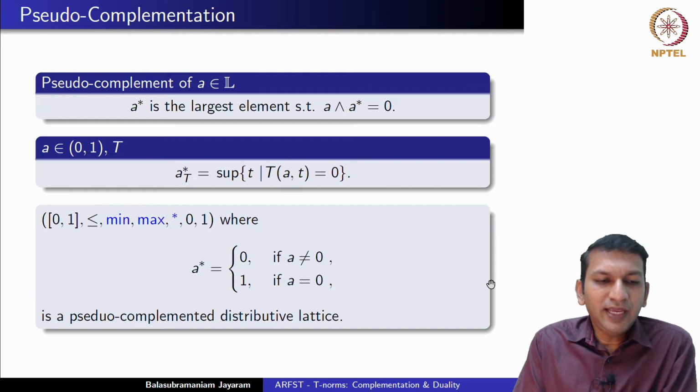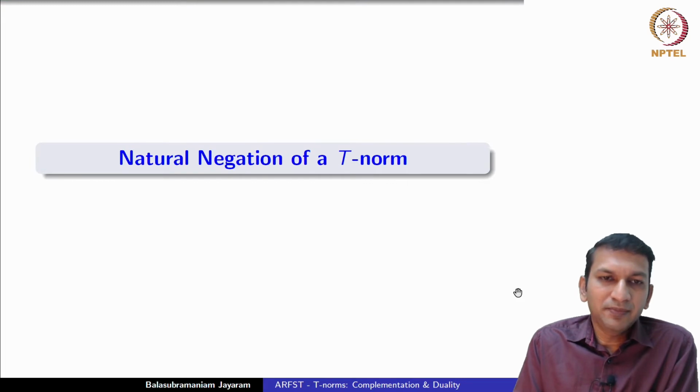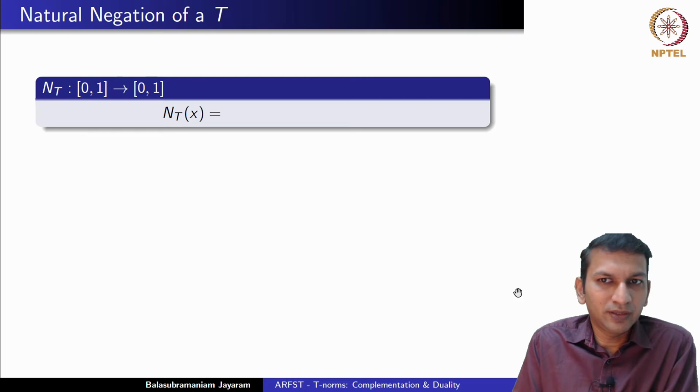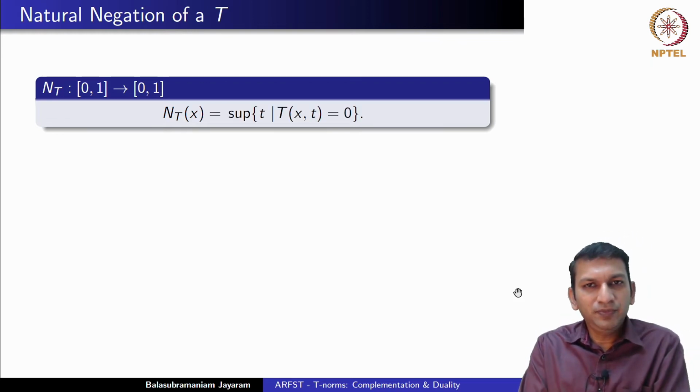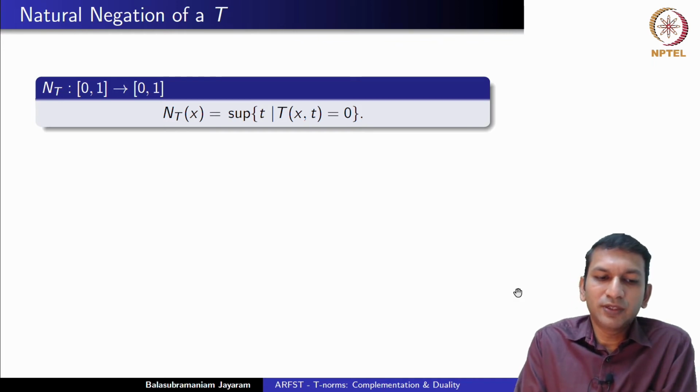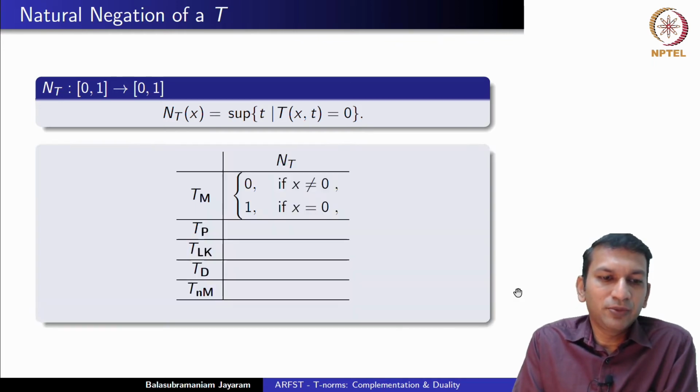So now, taking a cue from this, let's define a natural negation of a T-norm. We'll denote it by N_T, the N coming from the T-norm T, as a function from [0, 1] to [0, 1], as we saw, complementation as a function on it. Let us define it like this: supremum over all those t such that T of x comma t is equal to 0. Let's look at what could be the natural negations for the typical five examples of T-norms that we have been considering.